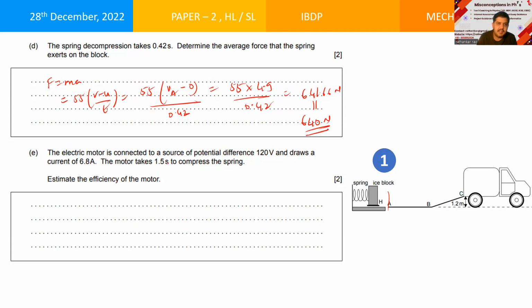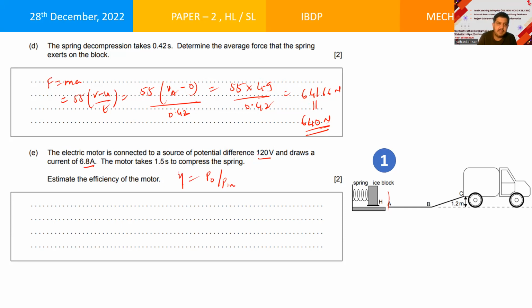The electric motor is connected to a source of potential difference 120 volt and 6.8 amperes, two significant figures. Time taken by the motor to compress the spring is 1.5 seconds. Estimate the efficiency. What is efficiency? Efficiency is nothing but output by input.